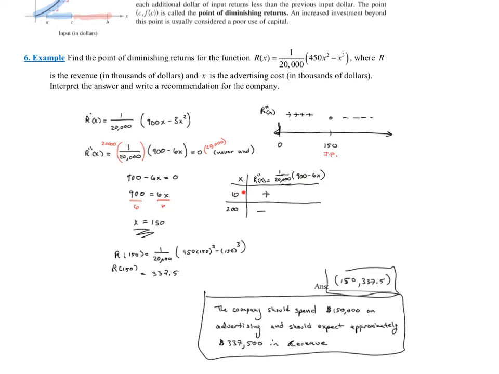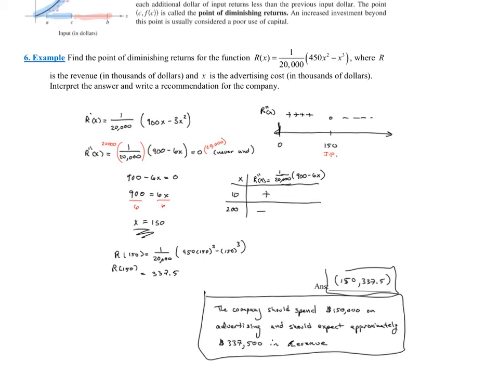When I plugged in the number 10 using my calculator, I got a positive number. When I plugged the number 200 into the second derivative, I got a negative number. So that means the second derivative of the revenue is going from positive to negative, which means it is going from concave up to concave down, which means it is an inflection point. That means in this application problem, this is our point of diminishing returns.